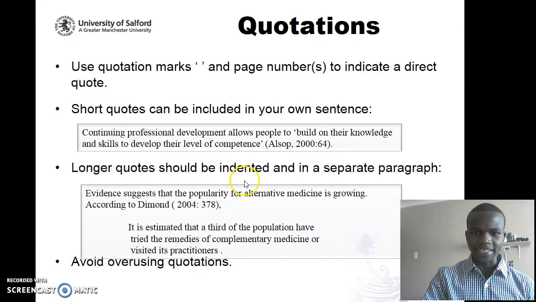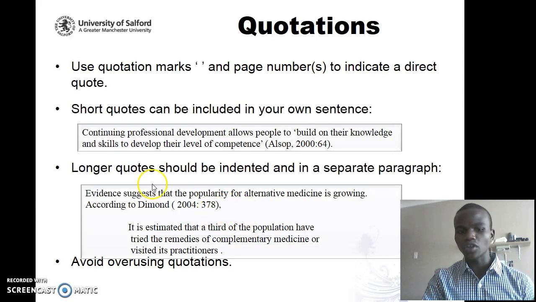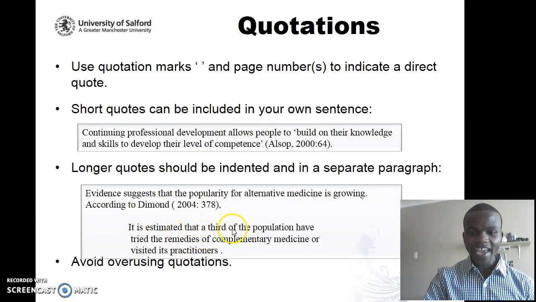Longer quotes should be indented and in a separate paragraph. For example, this is an example. Evidence suggested that the popularity of alternative medicine is growing, according to Diamond. You open bracket, 2000, page number 378, you close bracket. Then after the bracket, you put a comma to show that you're still continuing. It is estimated that 1/3 of the population have tried the remedies of complementary medicine or visited its practitioners.